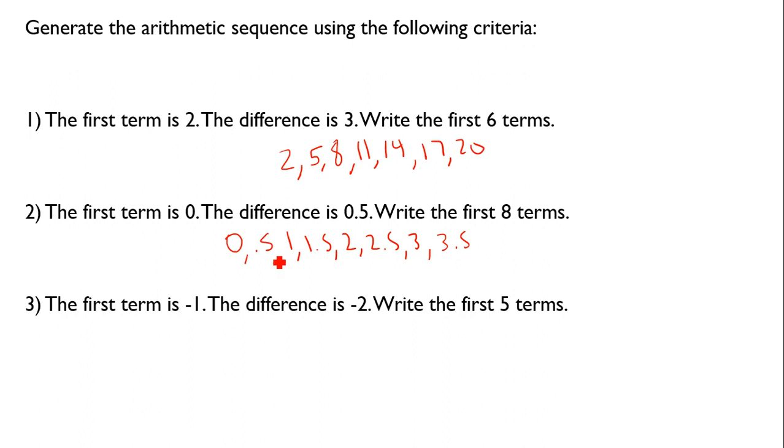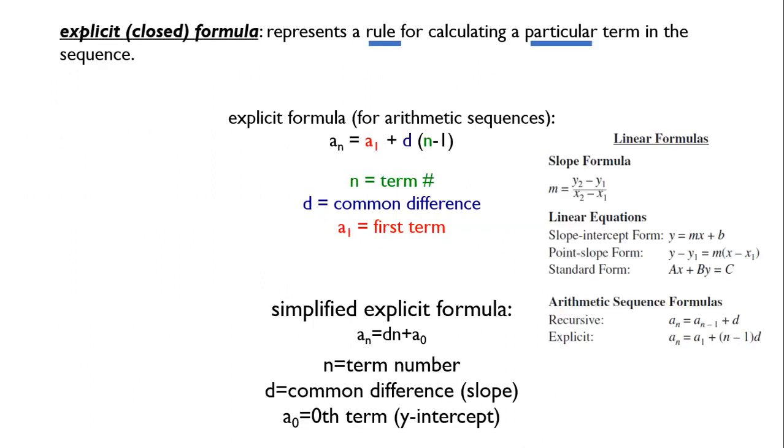The first term is -1, the difference is -2. Ooh, look, -2 is our difference. That means we're going down, right? So -1, -3, -5, -7, -9, and so on, right? Okay, so pretty easy, hopefully, just to make those sequences.